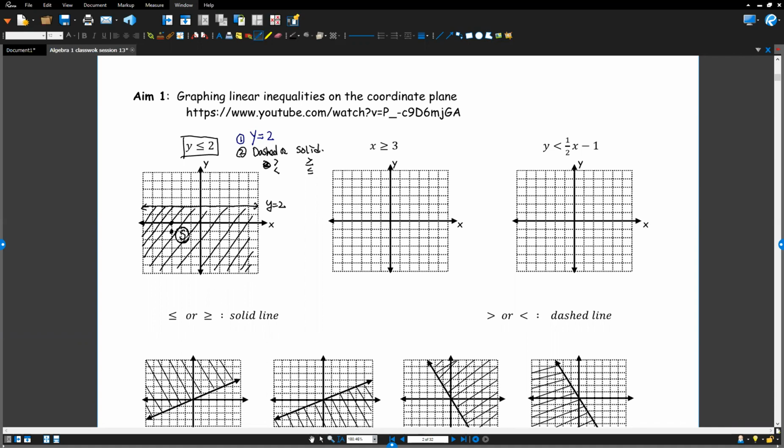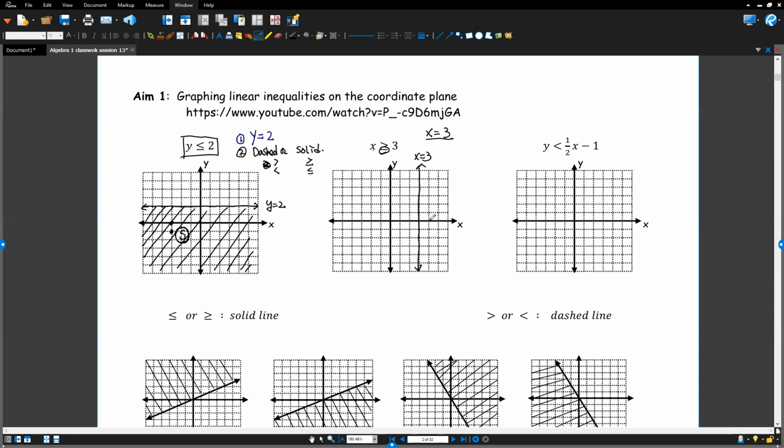Is it okay? All right, now tackle the next one. x is greater than or equal to 3. What do we make the graph as? x equals 3. Okay, and take a look, is it dashed or solid? Still solid. So x equals 3 is a vertical line, right? So that is x equals 3 over here. That is x equals 3. It should be x greater than 3.